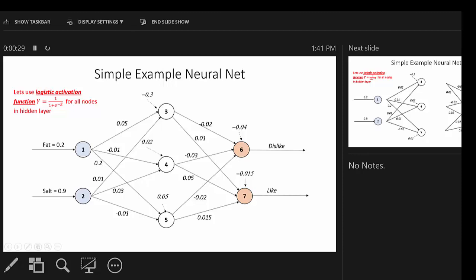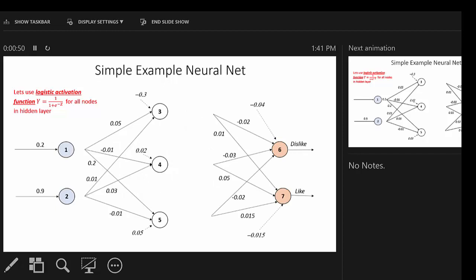I also have some intercepts: minus 0.3, that's my theta 3 for node 3, 0.02 for node 4, etc. This is what took me so long, 3 hours of my life, basically. First things first, input nodes don't do anything with the inputs. They just take the input and pass it forward. So 0.2 on node 1 becomes 0.2 after node 1. Node 2, same thing: 0.9 comes in, 0.9 gets out.